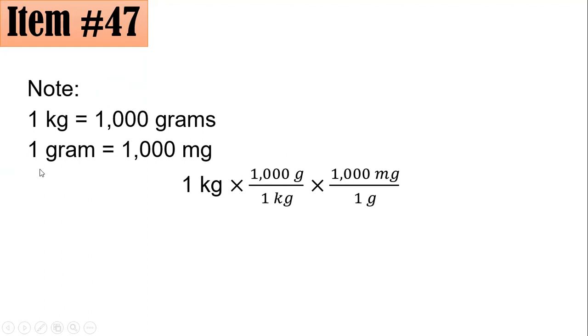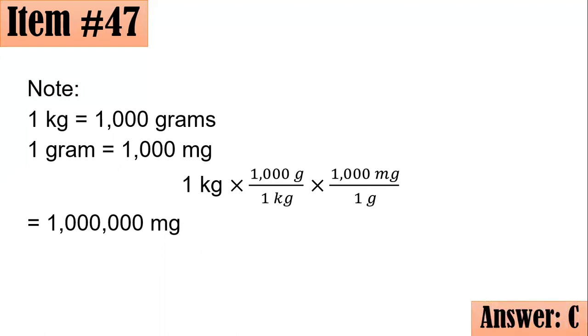And also, we know that 1 gram is 1,000 milligrams. And this is in fact 1,000 milligrams over 1 gram, which is again another equal to 1, because they are equal, by the way. But I chose to have the 1 gram at the denominator because of my intention again to cancel the grams. So kilogram, kilogram canceled, gram and gram canceled. What will be left will be in milligrams. So simplifying this, the numerator will be 1,000 times 1,000. That's 1 million milligrams. Hence, 1 kilogram is 1 million milligrams, letter C.